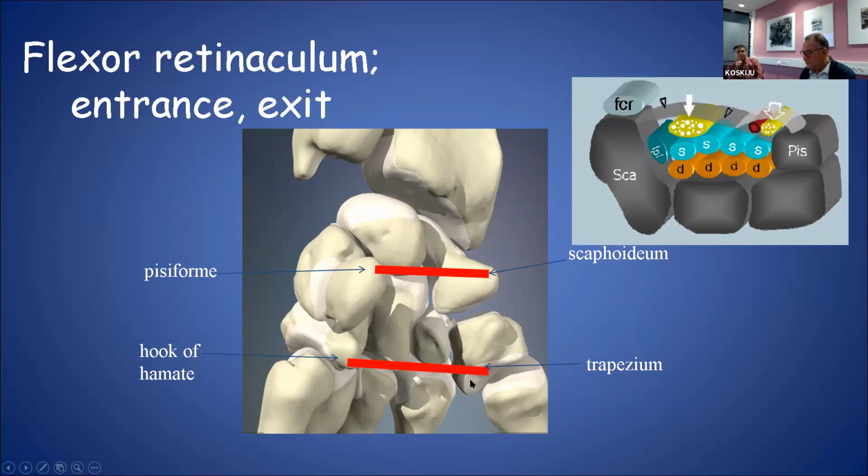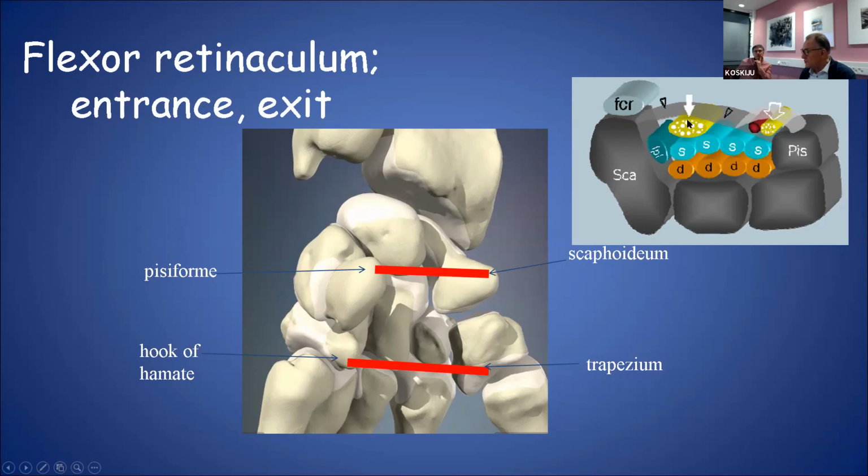And then the exit, it ends at the level of the hook of hamate and trapezium. So this fibrotic membrane, or flexor retinaculum, forms a roof, and the walls and the floor are made of bone. But this is, let's say, roof or floor, however you want to say.